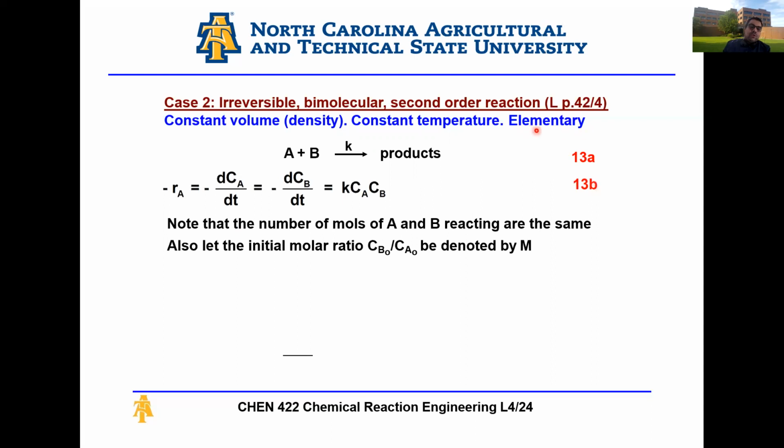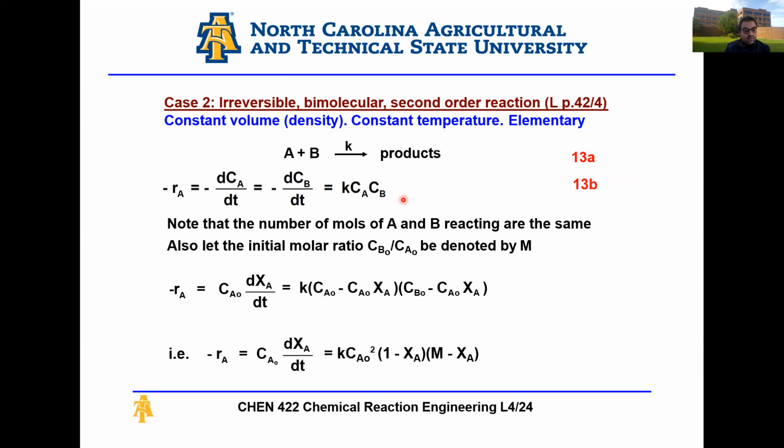you should also understand the idea of elementary and non-elementary reactions. An elementary reaction is one which follows the stoichiometry. So A plus B goes to products and the reaction rate expression is equal to k CA CB. This is elementary because this matches the reaction or the stoichiometry here. If for some reason this is k CA to the half, CB to the 0.4, this is non-elementary, right? Because it does not match.